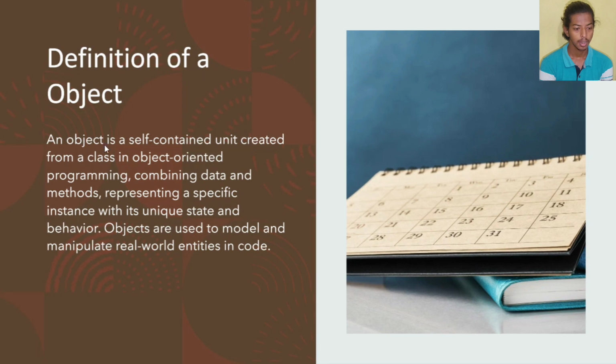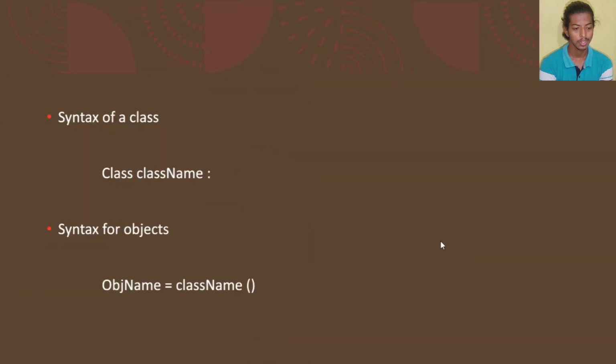Definition of an object. An object is a self-contained unit created from a class in object-oriented programming, combining data and methods representing a specific instance with its unique state and behavior. Objects are used to model and manipulate real-world entities in code. Syntax of a class. The syntax of a class consists of the keyword class, followed by a class name. Syntax for its objects: the object name is assigned by calling the class name.